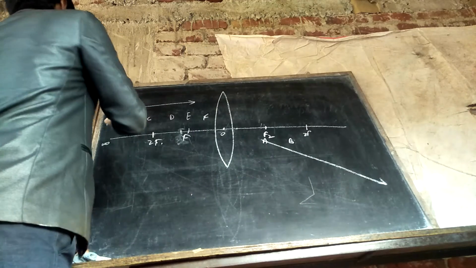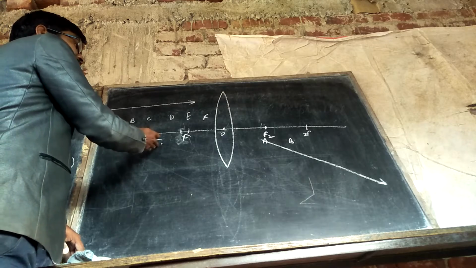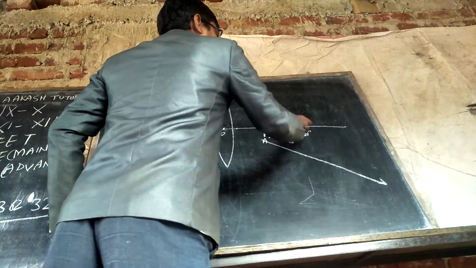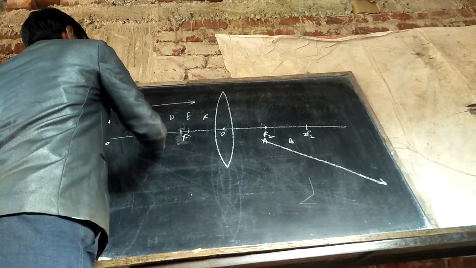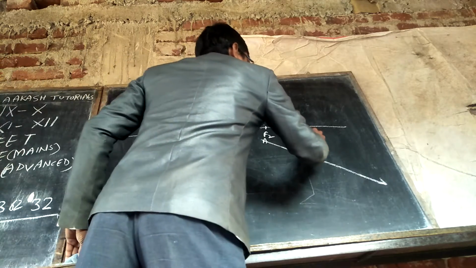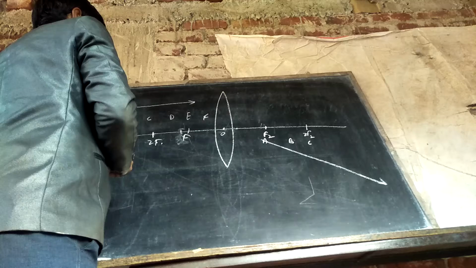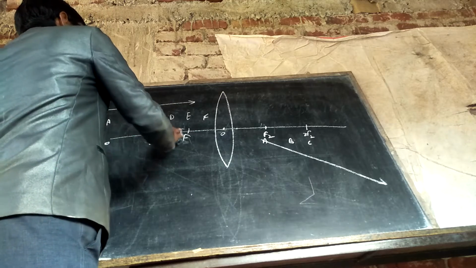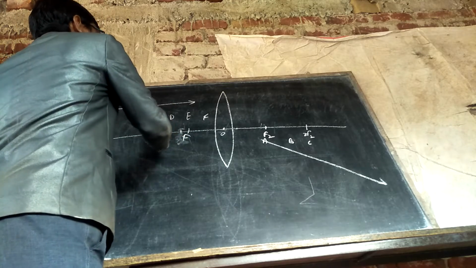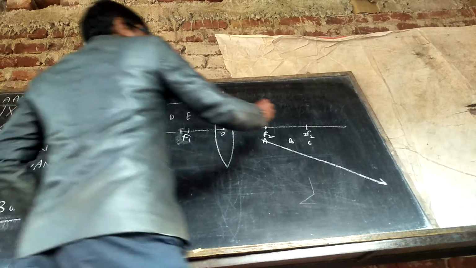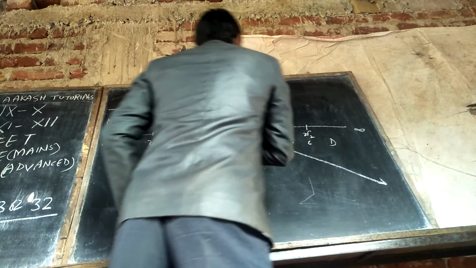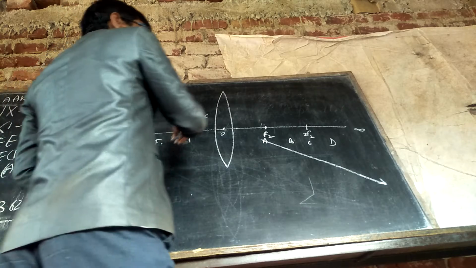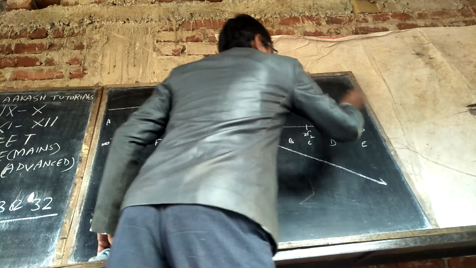As the object moves between infinity and 2f1, the image will form between f2 and 2f2. As the object is at 2f1, the image will form at 2f2. Clear? As the object is between 2f1 and f1, the image will form between 2f2 and infinity. Had the object been at f1, the image will form at infinity.